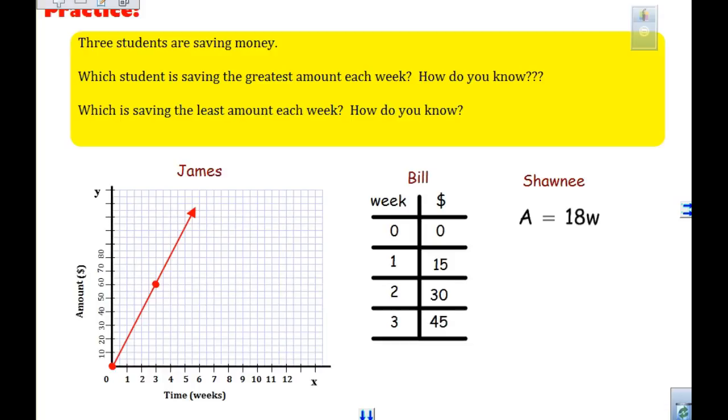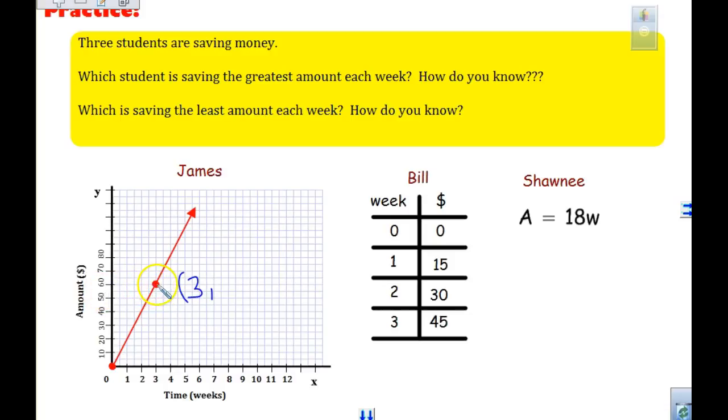3 students are saving money. These are my 3 students. Which student is saving the greatest amount per week, and how do we know? The first thing we might want to look at is James. This point is at where? In 3 weeks, how much did he save? If you're just looking at the graph, raise your hand. At 3 weeks, he actually had how much?